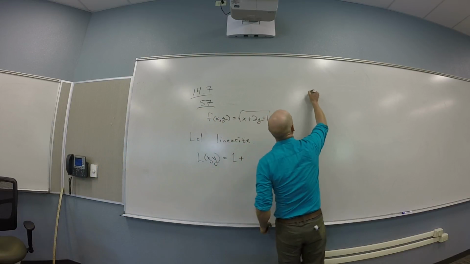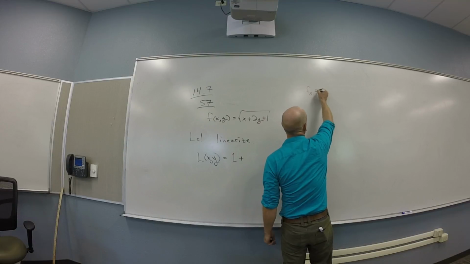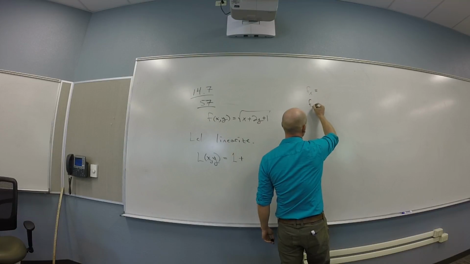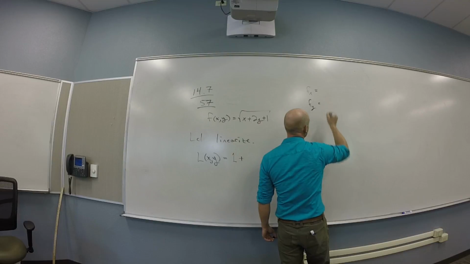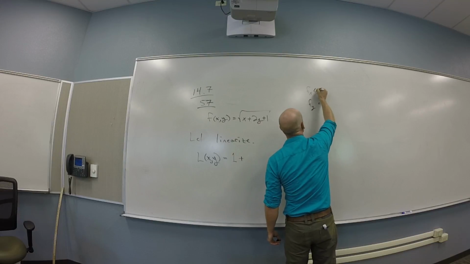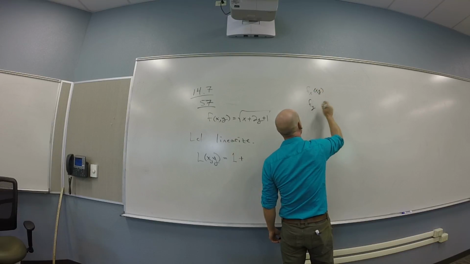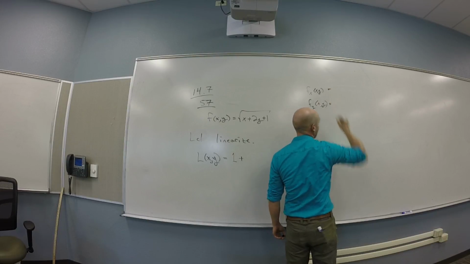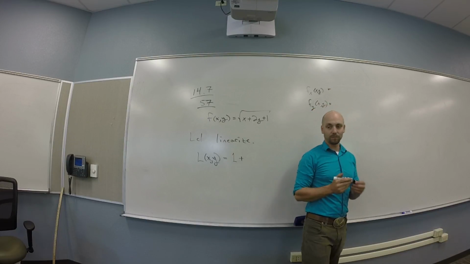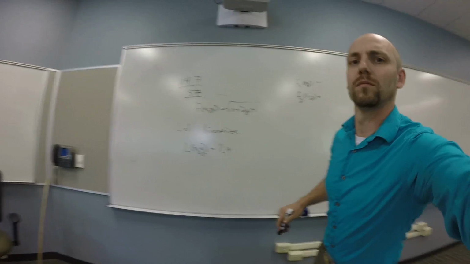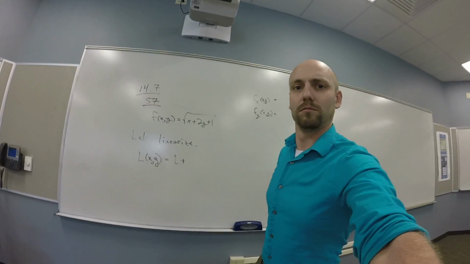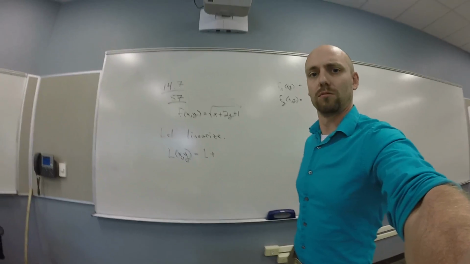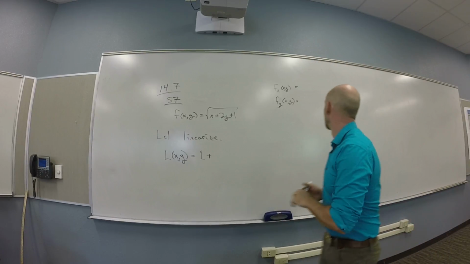Because they're going to ask me for a bunch of partials, I'm going to start computing over here, and I should be good about notation. So I need fx of x and y and fy of x and y. And what do you get?